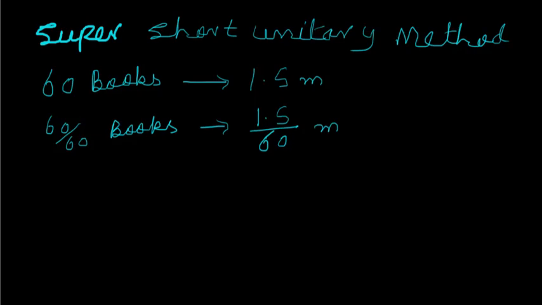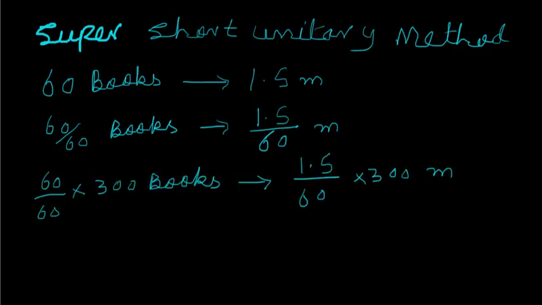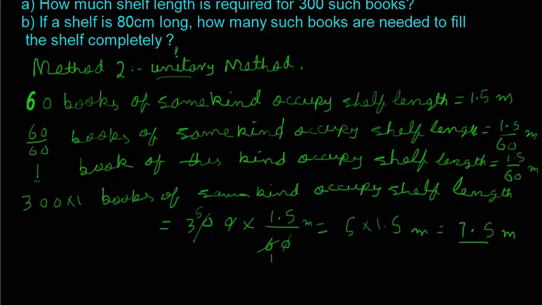Now as we need to have 300 such books, so multiplying 300 here and here as well. So this will give us, 1 is cancelling out this one, 60 with another 60, and 1 into 300 gives us 300 books. The calculation of these numbers is the same as we have done earlier. So I would write it in a simple way, that is 7.5 meter. For this same part B, we can use this same method.